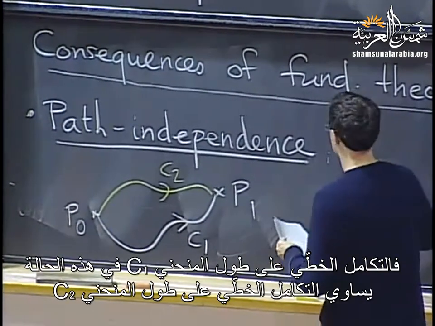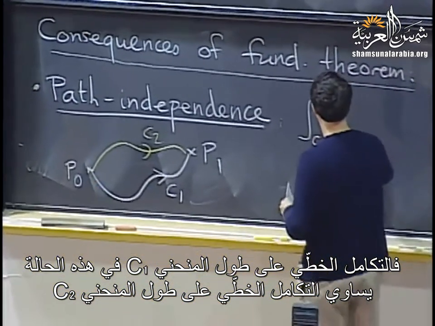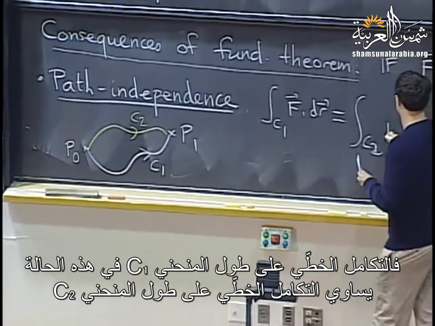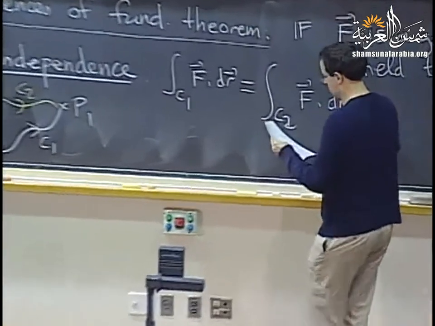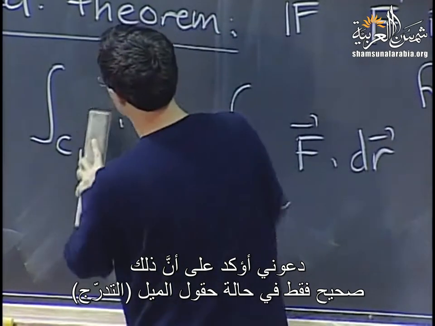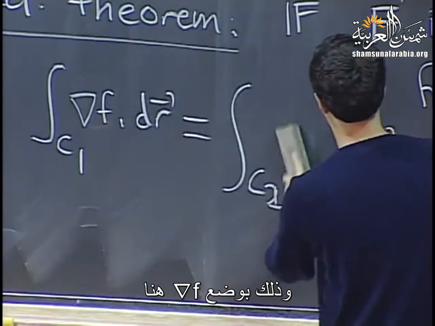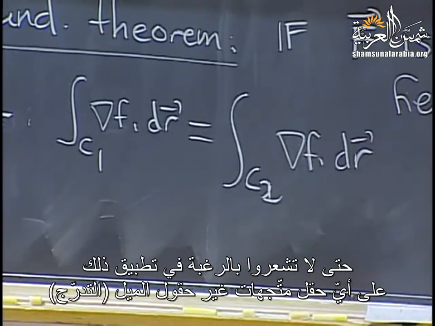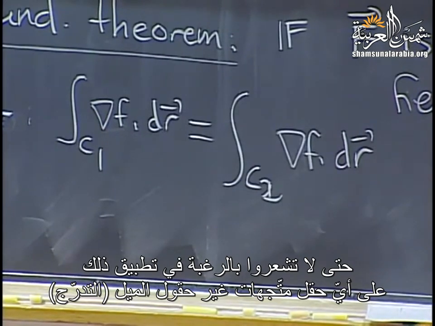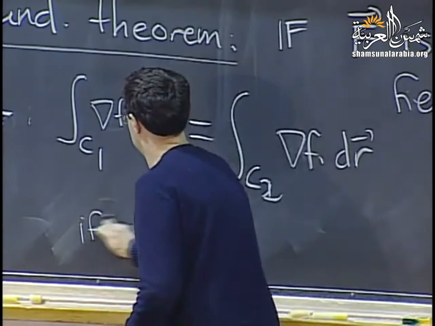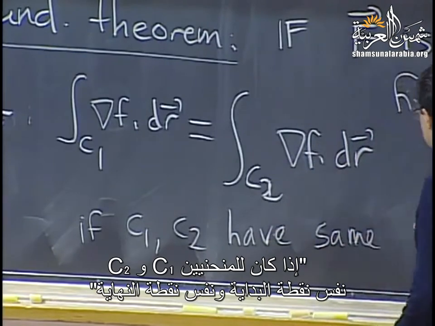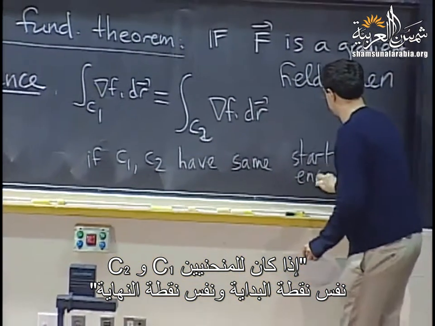then in this situation, the line integral along C1 is equal to the line integral along C2. Actually, let me insist that this is only for gradient fields by putting gradient f in here, just so you don't get tempted to ever use this for a field that's not a gradient field. This holds if C1 and C2 have the same start and end points.